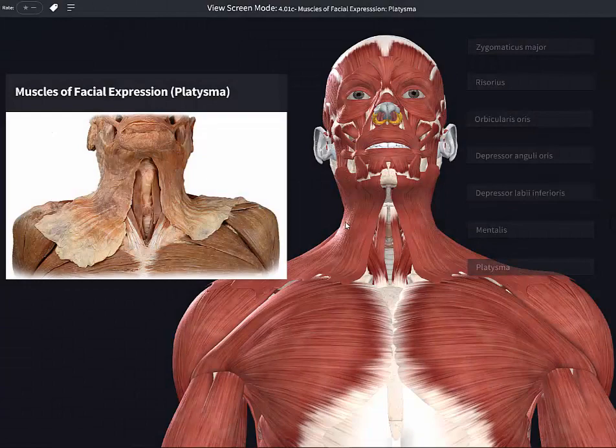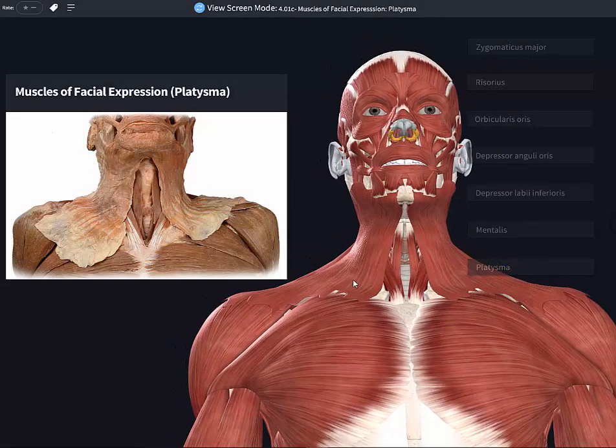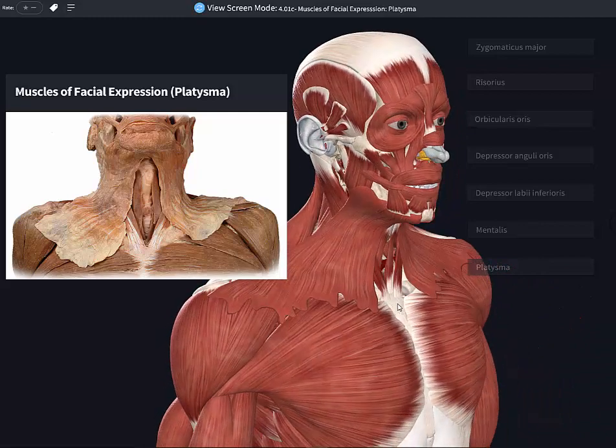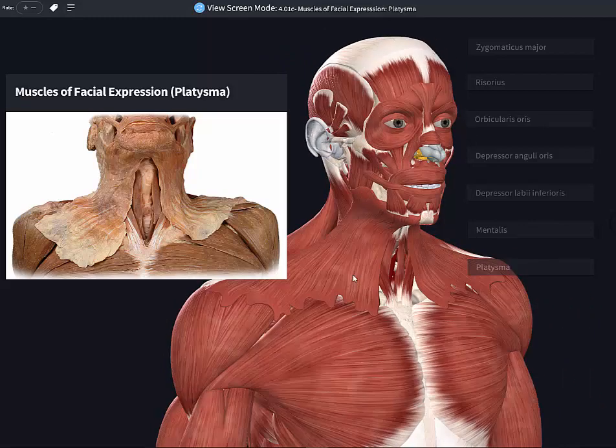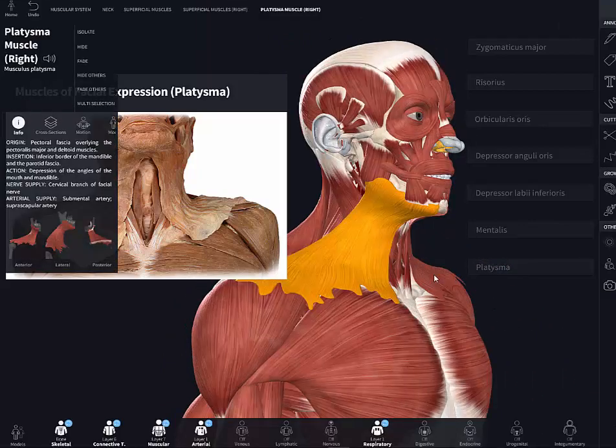And the next muscle, although it's quite skinny and thin, is also considered a muscle of facial expression, which is your platysma muscle, which you can see over here. Let me see if I can highlight it for you. And here you go.